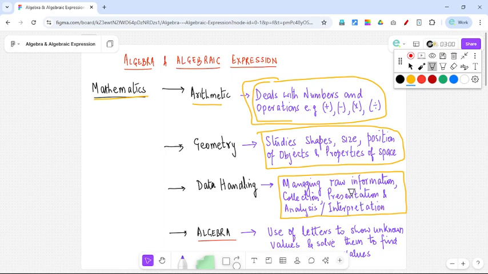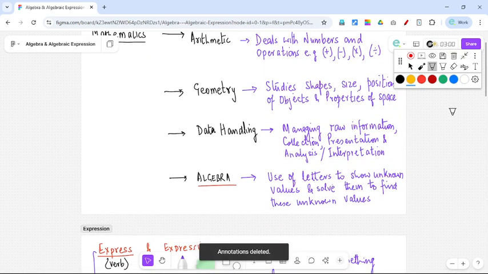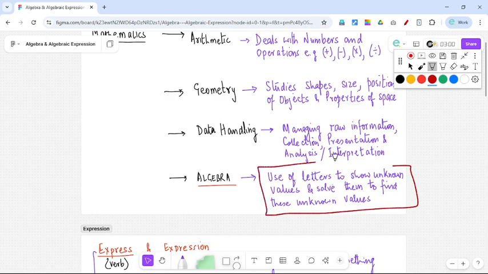Finally, let's see what we mean by algebra. What does it involve? Algebra involves use of letters as numbers to show unknown values. And then solving these letters to find these unknown values. So this is algebra, basically involving letters as numbers.